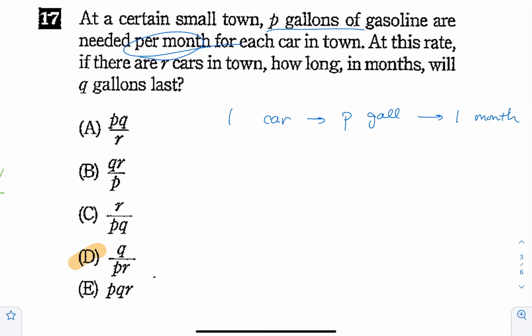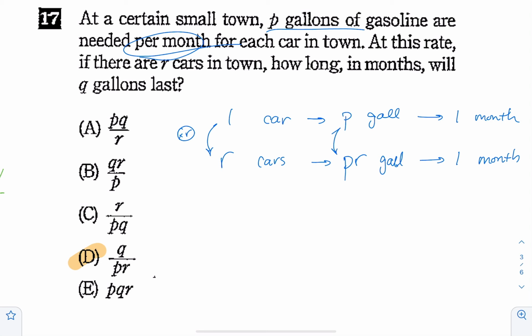Now, in this case, you have R cars in town. So if you have R cars, they'll need R times more gasoline. So that will be PR gallons of gasoline, and this is still for a month. You can only multiply one variable at a time. So for 1 month for R cars, you need P times R gallons of gasoline.